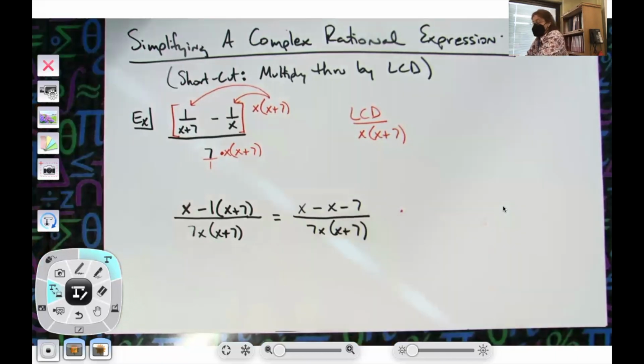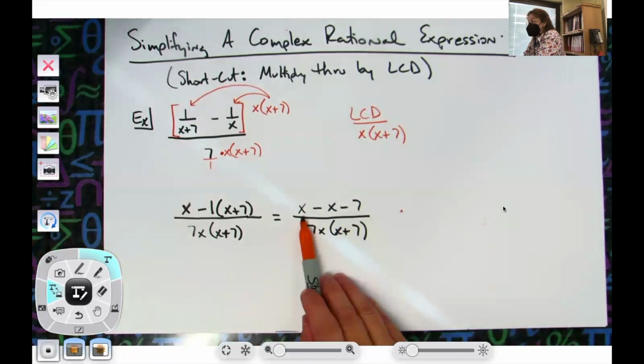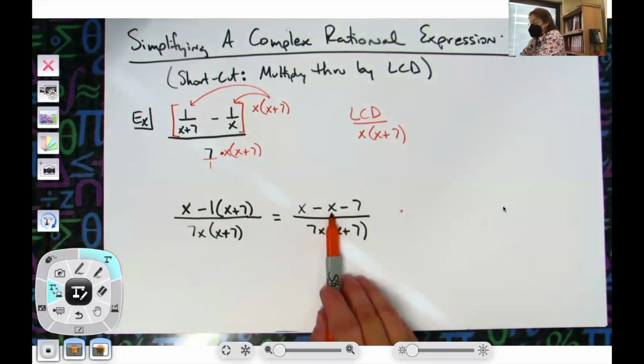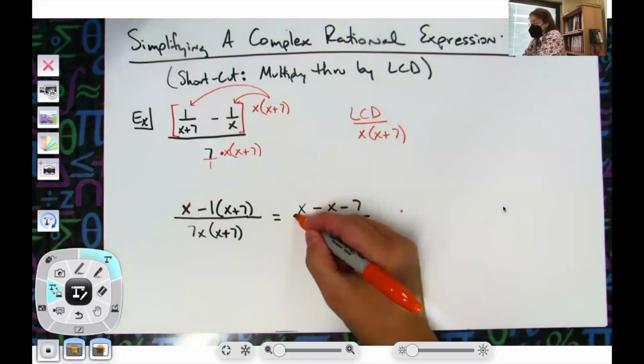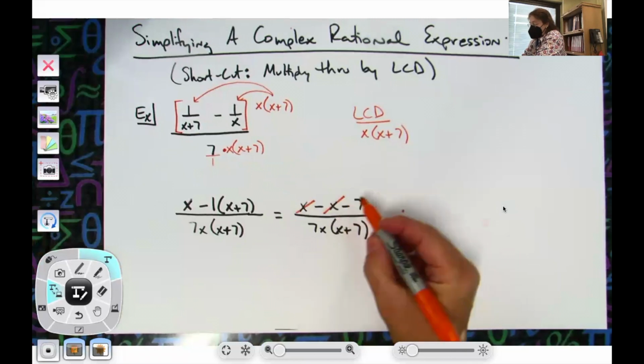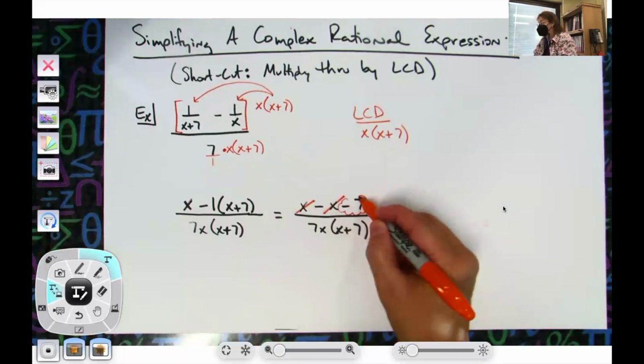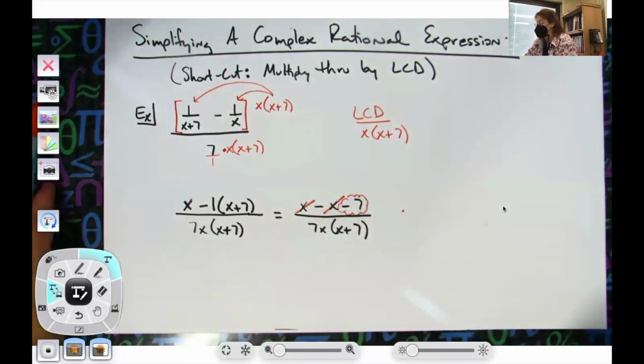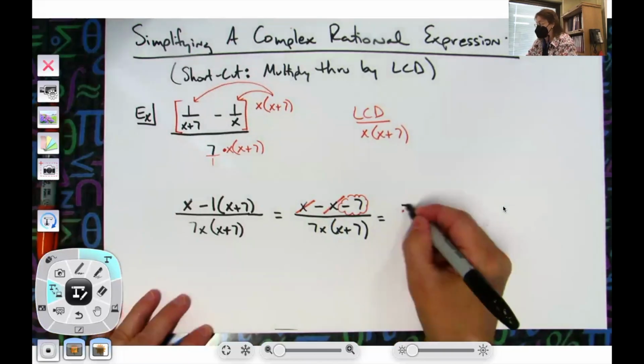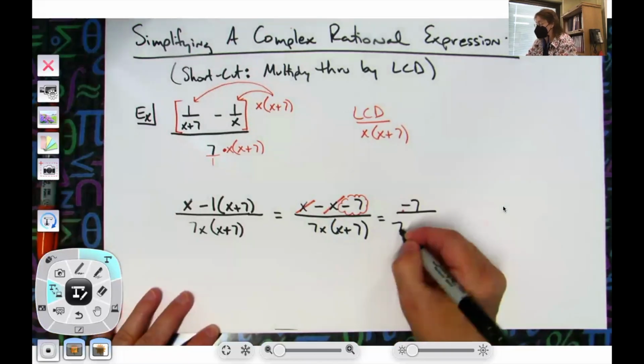All right, do I have some like terms in the top now? X minus x, that goes away, right? So the x minus x goes away. All right, I'm left with a what? I've got that negative 7 still in the top. And then I've got a 7 and an x plus 7.